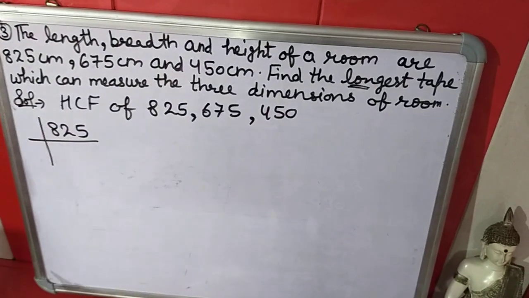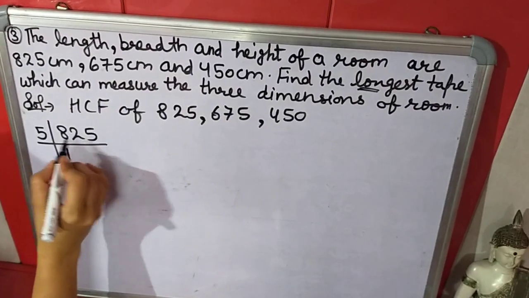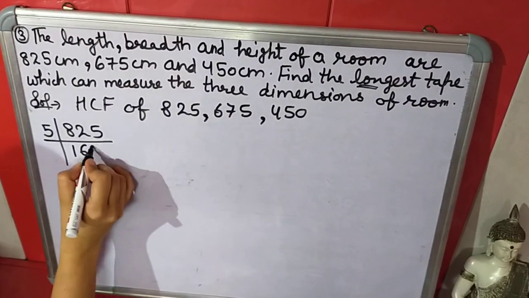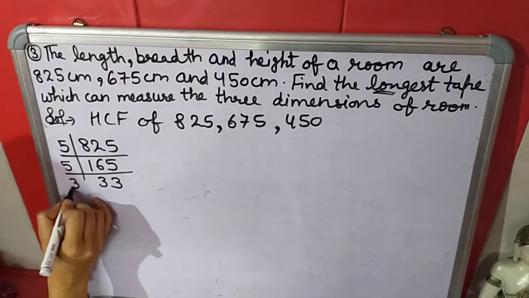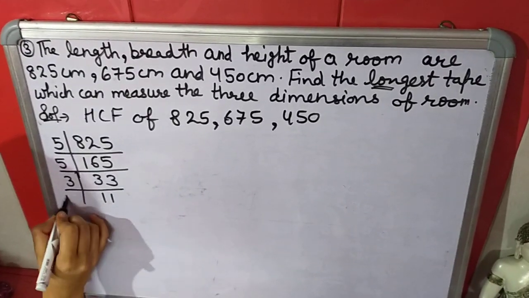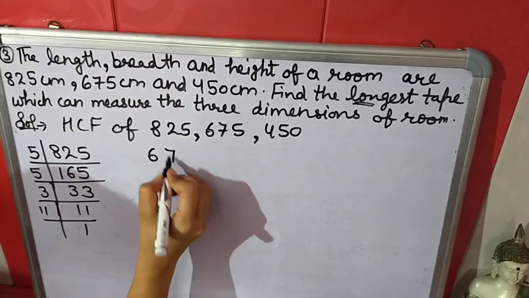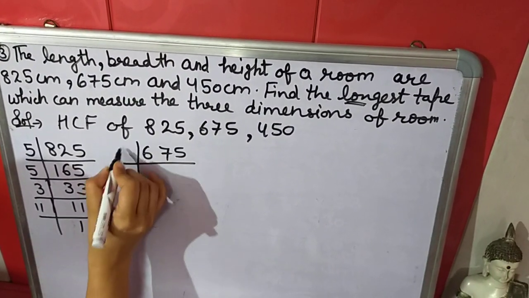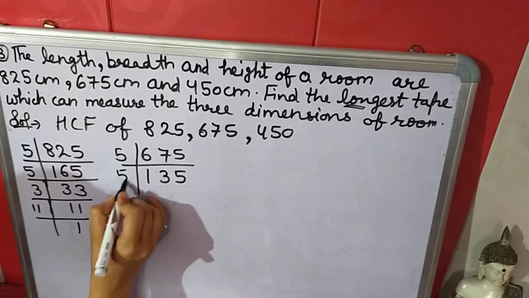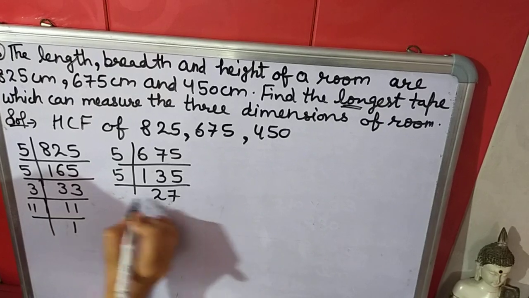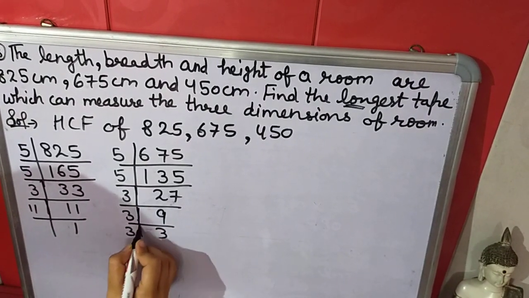Here we will do prime factorization of 825. It will go in table of 5 because last digit is 5. Again in table of 5. Now it will go in table of 3. And now 11. Now I will take here 675. We will do prime factorization of 675. It will go also in table of 5. Again 5. 3. Again 3. And number itself.